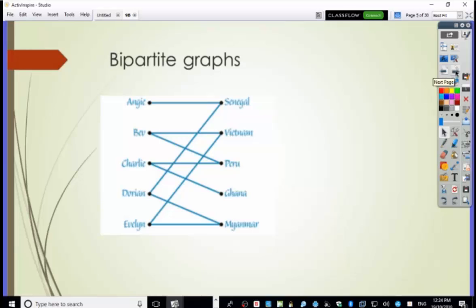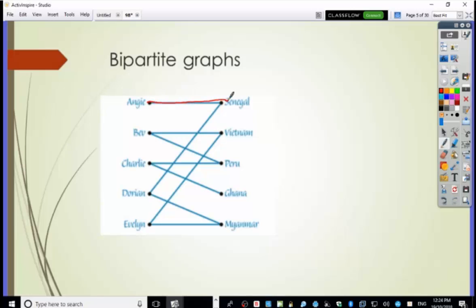So bipartite graph was one of them. You've got 5 people, which in the matrix will be the rows, and you've got 5 jobs, which will be the columns. Very quickly, we worked out that things like Angie has only got one thing she could be applied to, which is Senegal, because she doesn't know anything about the others. So we have to choose that one.